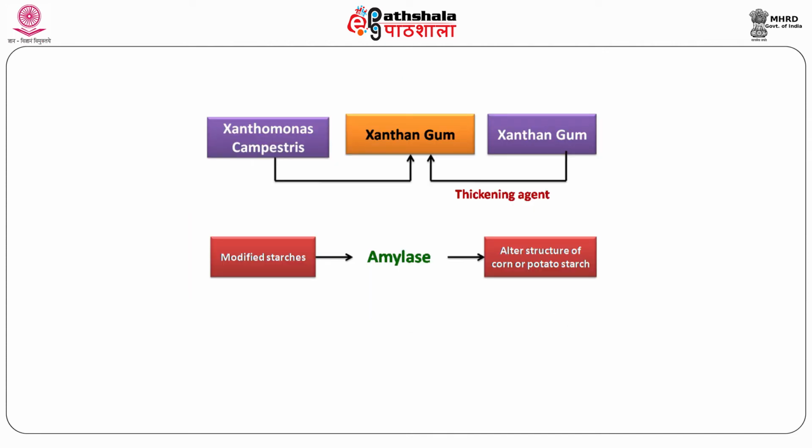Xanthan gum is an example of a microbe-derived food ingredient, and this polysaccharide is a useful thickening agent which is used in salad dressings and other processed foods. It is produced by Xanthomonas campestris, a common bacterium. Modified starches are another group of common food ingredient. They are produced through the use of amylases and other microbial enzymes to alter the structure of corn or potato starch. Common sweeteners such as glucose and fructose, as well as various thickeners and fillers, are also obtained in this way of fermentation.